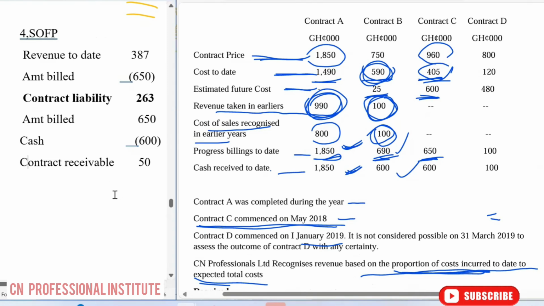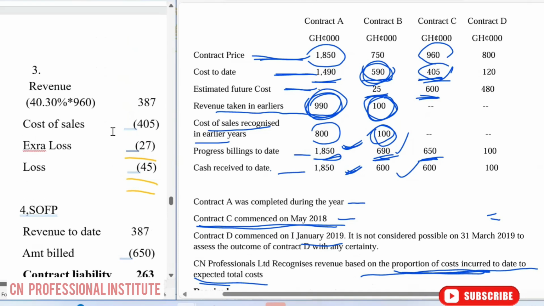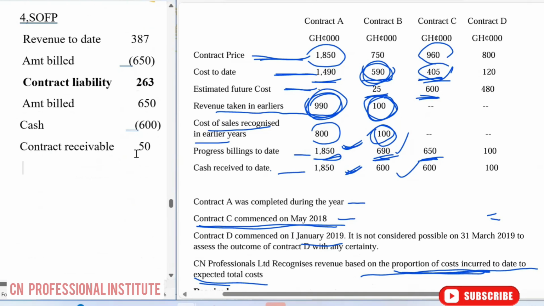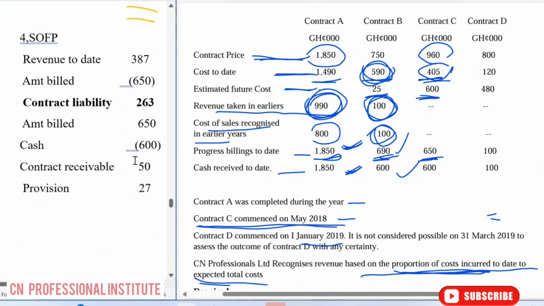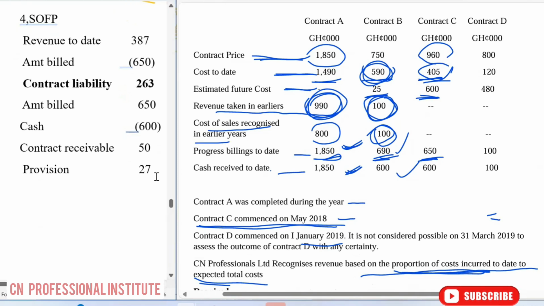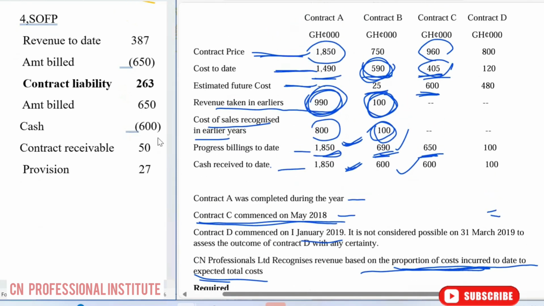And then there's also one other liability here. Don't forget the provision here. The extra loss of 27. Okay, it's also a liability. So we also have provision. We have to show provision in our books in the financial position as a liability. So provision of how much? 27. So provision of 27 will go to the financial position as a liability. Then the 50 as an asset, contract receivable. And then we have contract liability of 263 also as a liability.